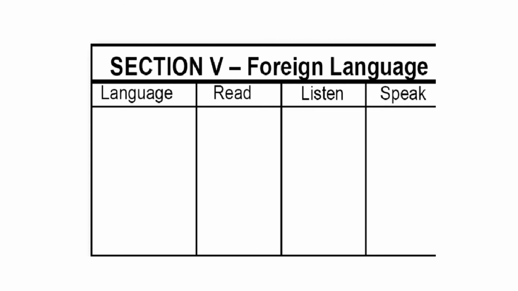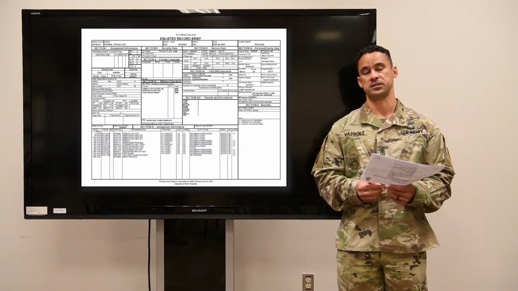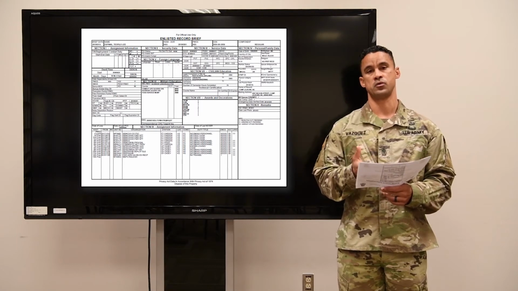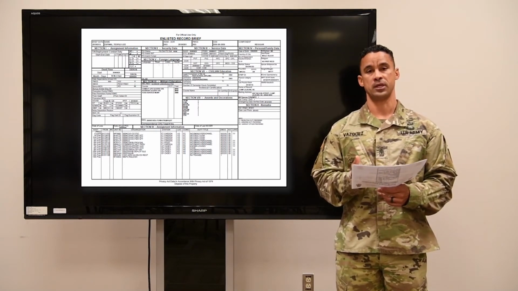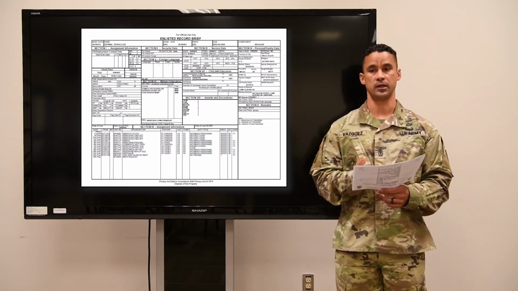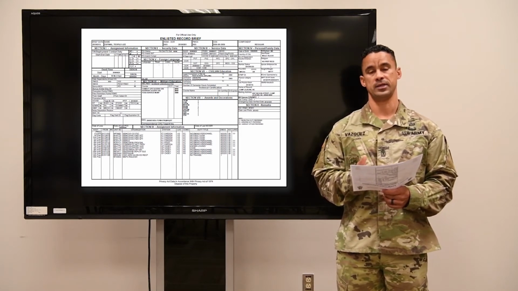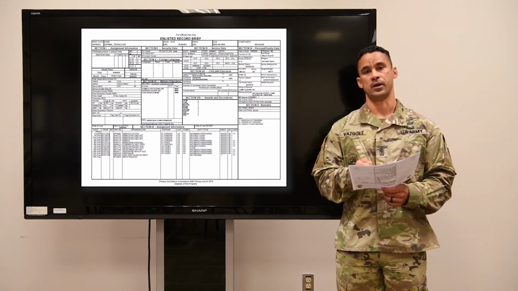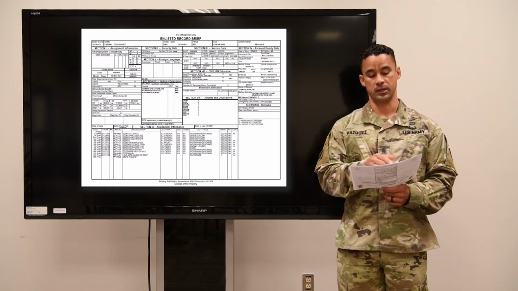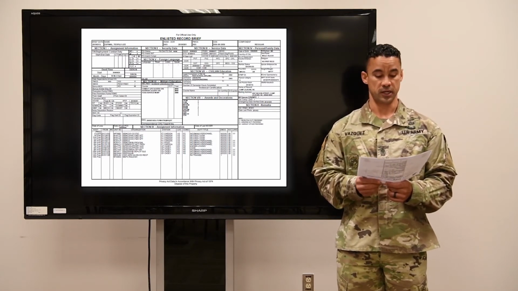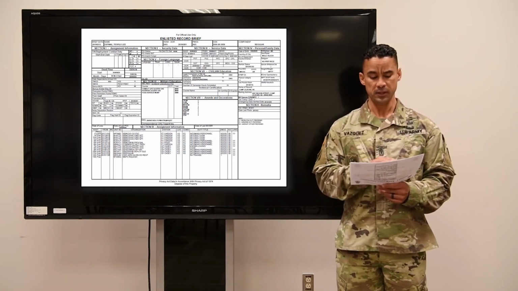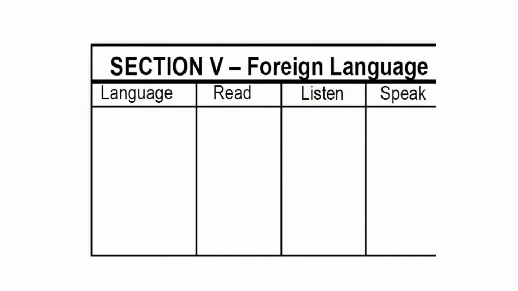So we have something that we call the DLAB, which is the Defense Language Aptitude Battery Test, and is a test that goes about giving you scores based on another language that you might know. So for instance, if you know Spanish, Russian, or anything like that, you get the exam, you test out on it. So whatever your scores are going to be inputted on this section right here in section 5. Nothing more than that.